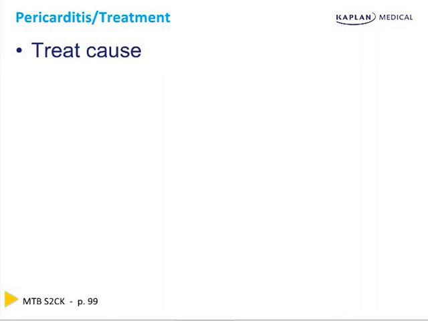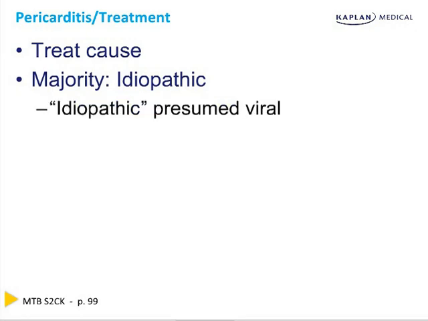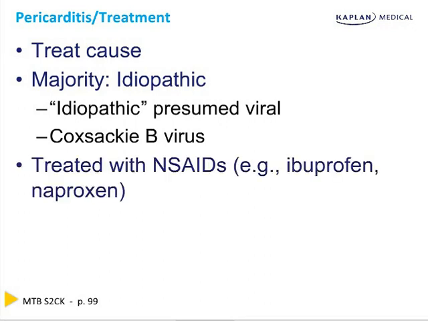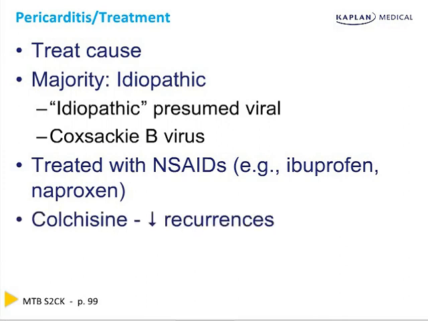Which of the following is the best initial therapy in the management of pericarditis? Number one, treat the cause. Except it's idiopathic most of the time, so you can't treat the cause. So we treat it symptomatically. Therefore, the best initial therapy of that Coxsackie B virus, which is idiopathic, is non-steroidal, such as ibuprofen or naproxen, which should make most people get better. Colchicine decreases recurrences. That's new. Colchicine is to decrease recurrences of pericarditis.